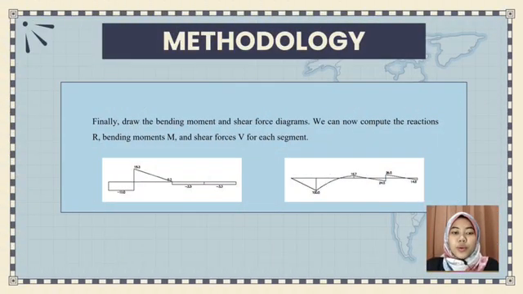Okay, so finally, after the beam has been cut into segments, we need to draw the bending moment and shear force diagram. So we can now compute the reaction R, bending moment M, and shear force V for each segment. Below is an example of a shear force diagram and bending moment diagram. So this is a simple method on how to calculate the shear force and bending moments.